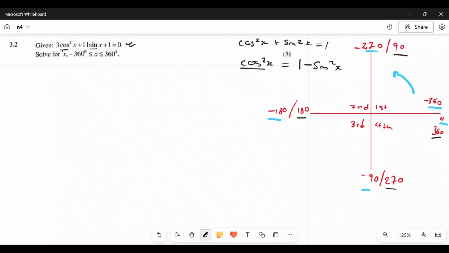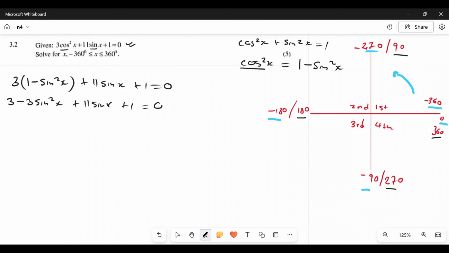So let's do it. If you look at our question, we have 3 already. Open bracket, wherever there is cos squared x, we're going to insert 1 minus sine squared x based on this one here. I hope you guys can see and understand this. Right, so let's continue. Plus 11 sine x plus 1. All this is equal to 0. Right, so we need to remove the brackets, obviously. If you remove the brackets, we're going to have 3 minus 3 sine squared x plus 11 sine x plus 1. All this is equal to 0.